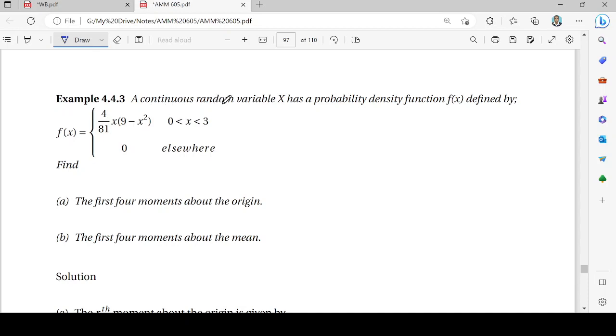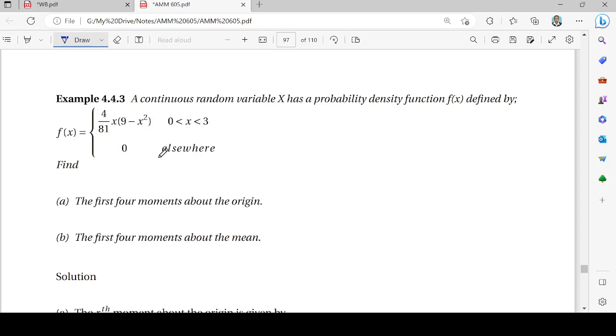I have a continuous random variable x with a probability density function f of x, which is defined by this expression here for x between 0 and 3, and it is 0 elsewhere. The problem is to find the first 4 moments about the origin. So here again, it may not be easy to find the moment generating function. We can work out the moments directly rather than finding the moment generating function.